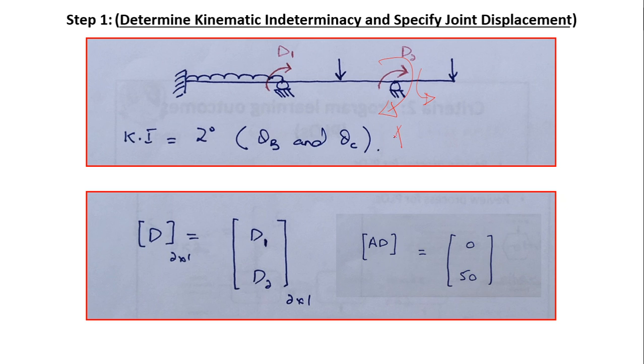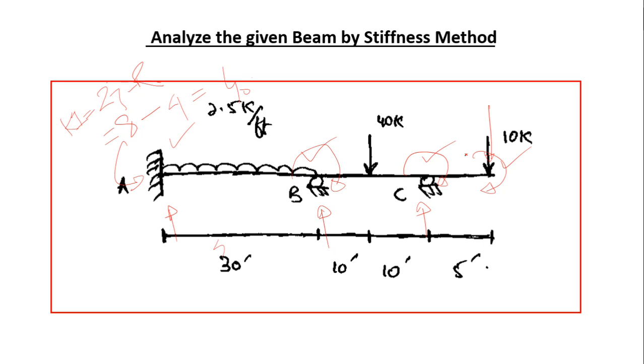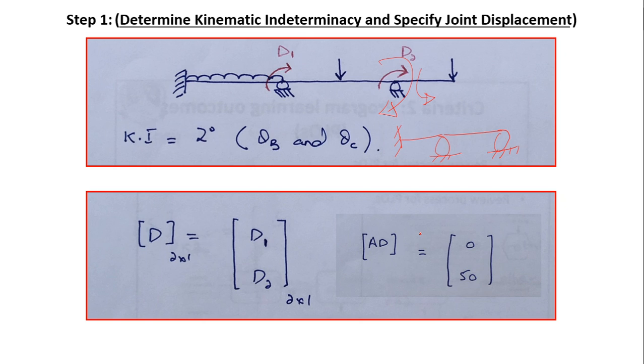So as a whole, the structure would be converted into this structure. I mean, the basic determinate structure would be just like this. The magnitude of this load is 10 kip, and this is 5 feet. So this applied moment, as I've explained here, is 50 kip-foot. Okay, you have selected these 2 degrees of freedom, d1 and d2, and you should know that this applied moment of 50 kip-foot is corresponding to d2.